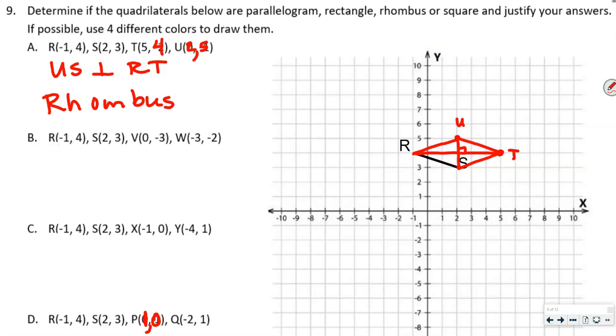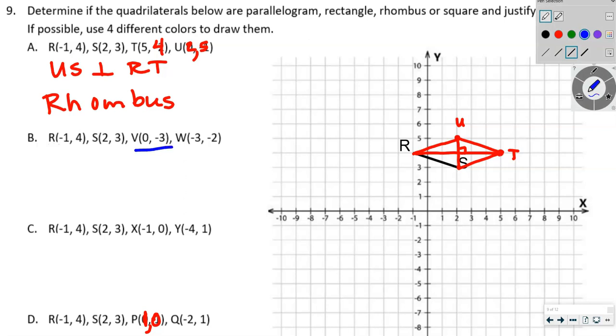All right, so the next one I'm going to do in blue. The next one we're going to do is V and W. V is at 0, -3, right there. That's our V. Our W is at -3, -2. So that's our W right there. Once again, we're going to connect these dots with our black lines. And what shape does that look like it is? That looks like a rectangle, doesn't it?